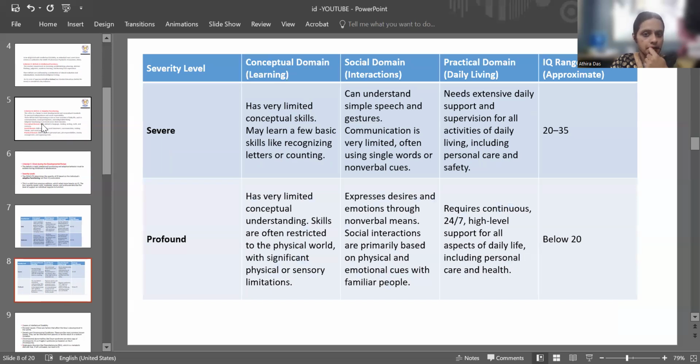Severe has limited conceptual skills. They can understand simple language or gestures, but it's very limited for them to communicate. They need intense, extensive daily support and supervision. Their IQ might be from 20 to 30. Profound: they have very limited conceptual understanding. They express desires and emotions through non-verbal cues and require continuous monitoring 24 by 7. A high level of support is needed, with an IQ below 20. Probably they might be bedridden.